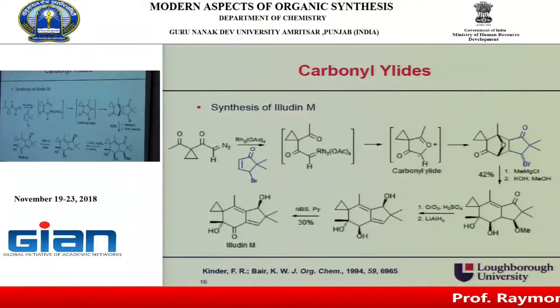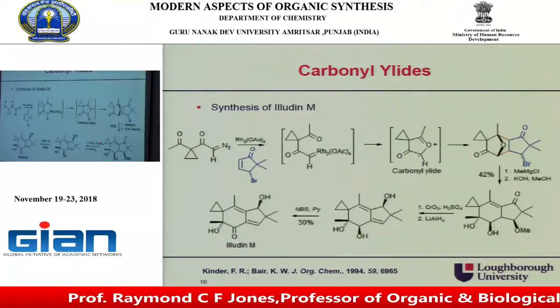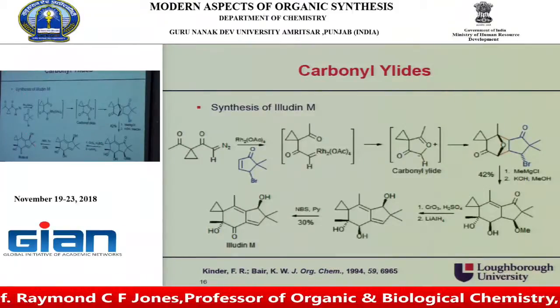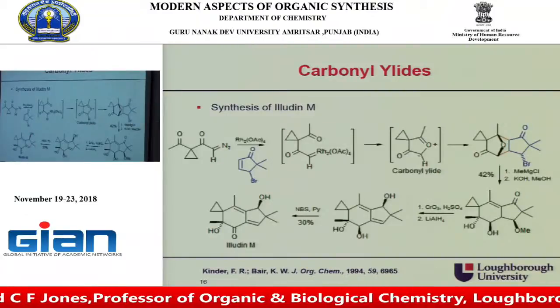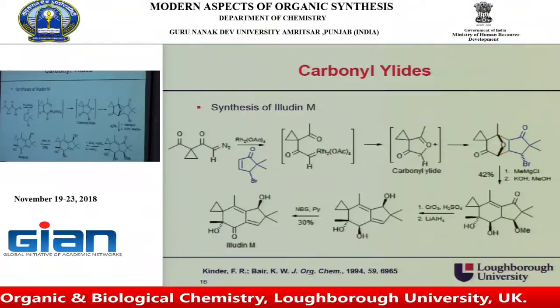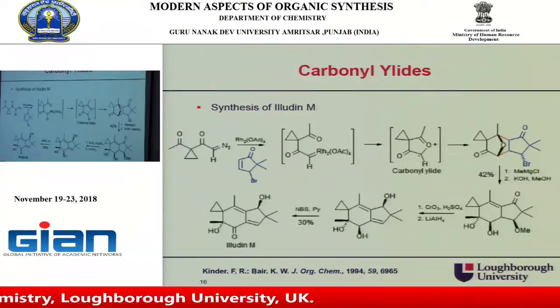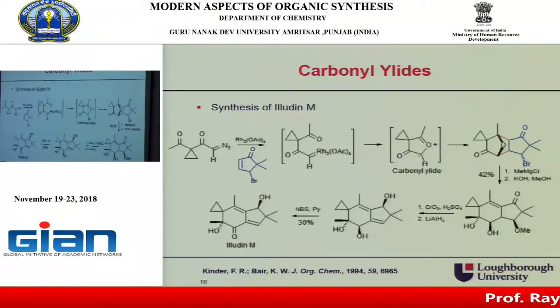Here's an example of carbonyl ylides in the synthesis of Illudin M, which is down here, bottom left. This is a different way of making ylides, and as I said at the beginning, in this lecture I'm picking out a selection of all the possibilities. You could do a whole week just on how to make 1,3 dipoles, in fact.